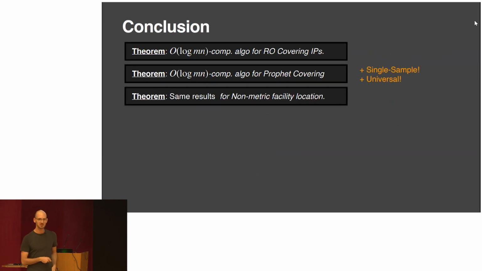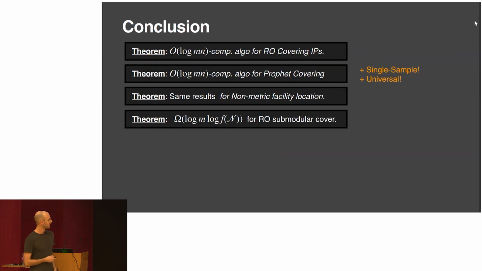We have extensions to this result, so we can show the same thing for non-metric facility location, and we can show a lower bound of a double log for a problem that's much harder in the covering hierarchy. You can define harder and harder covering problems. Something called submodular cover, and an online variant of submodular cover in random order doesn't get easier. So you do need to lose a double log. I haven't told you what this parameter is, but it doesn't matter.